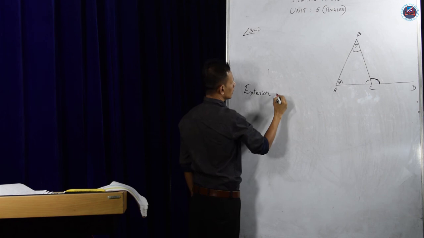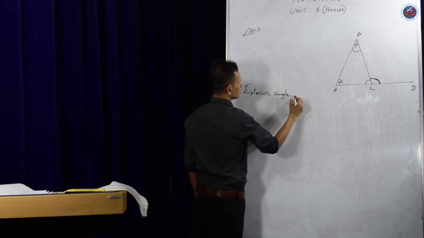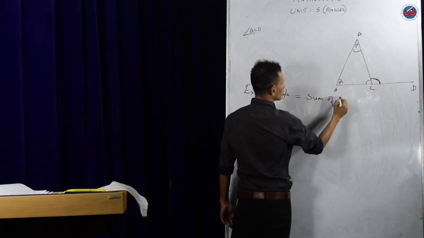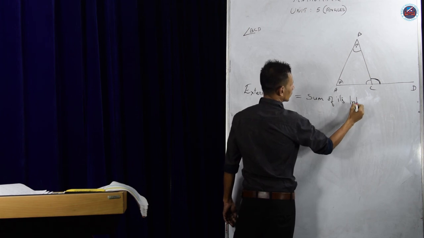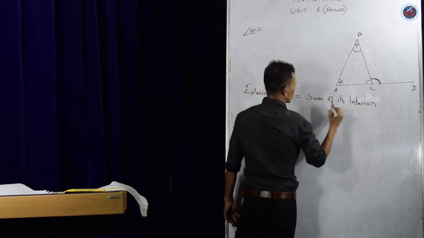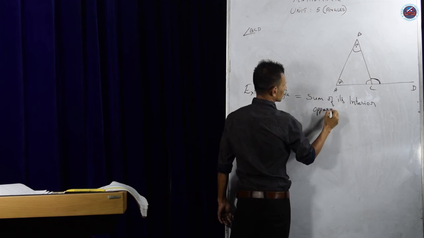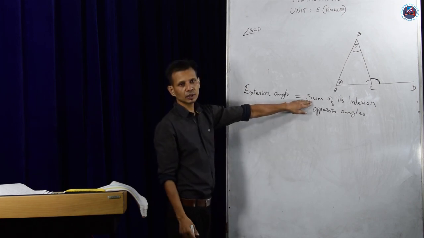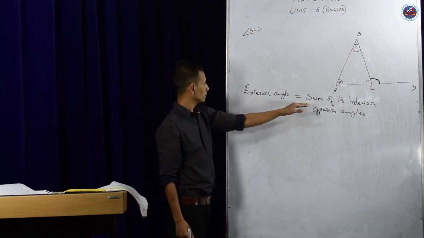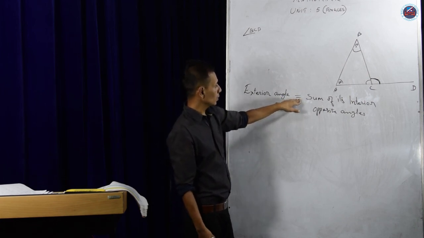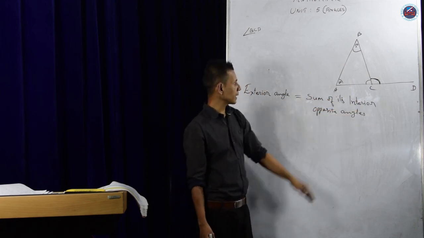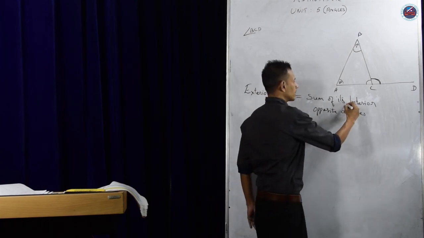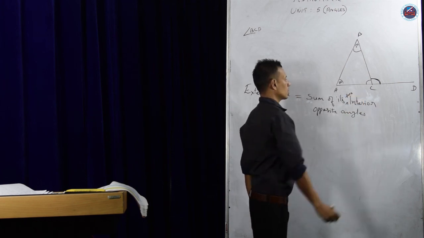Exterior angle is always equals to sum of its interior opposite angles. Sum means you have to add up, you will get some answer. Exterior angle equals to sum of its interior opposite angle. Two interior opposite. You better write sum of its 2 interior opposite angles.